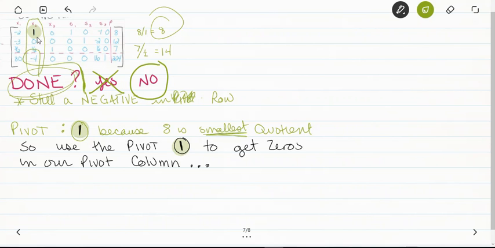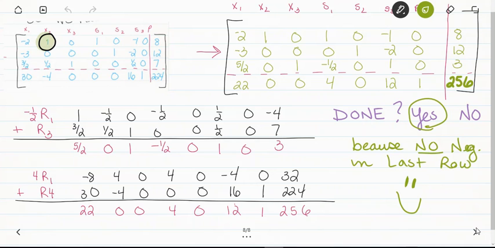So I'm going to use this 1 as a pivot. A nice thing about that pivot is that it's already a 1. We don't have to do anything. We don't have to multiply by a fraction to change it into a 1. It's already a 1, and we're ready to go. So I'm going to copy that matrix over again. Notice that I've circled our pivot.